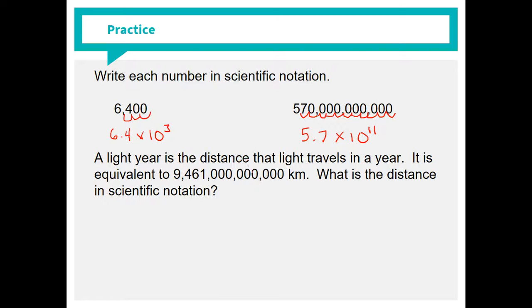A light year is the distance light travels in a year. It's equivalent to 9 trillion, 461 billion kilometers. What's the distance in scientific notation? Well, I can do that easier. I can put 9.461. I've only got one digit in front of the decimal. It's between 1 and 9. I can't have a 0 up there. Times 10 to something. Well, the decimal started here. I moved it 1, 2, 3, 4, 5, 6, 7, 8, 9, 10, 11, 12. I moved it 12 times. So I write 9.461 times 10 to the 12th. Much easier to deal with 9.461 than it is to deal with 9,461 billion.